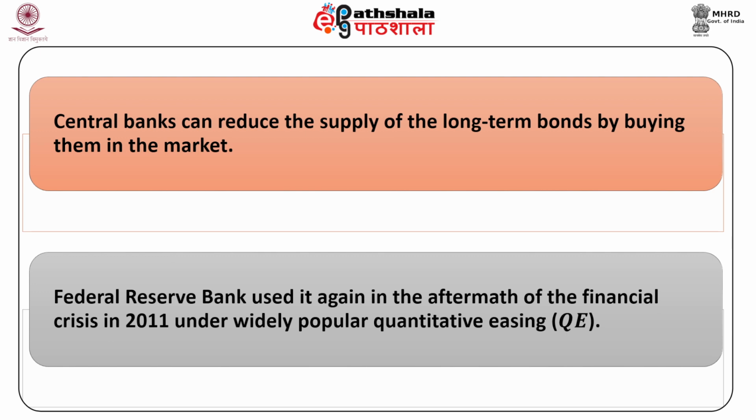The Federal Reserve Bank used it again in the aftermath of the financial crisis in 2011 under the widely popular quantitative easing, that is QE. RBI faced a very tough situation in the second half of 2013, where it faced a depreciating rupee and declining growth. The rupee was depreciating because of the capital flight. The obvious response would have been an increase in short-term rates, but RBI can't afford these higher short-term rates being propagated to higher long-term rates, as it will hamper the growth.